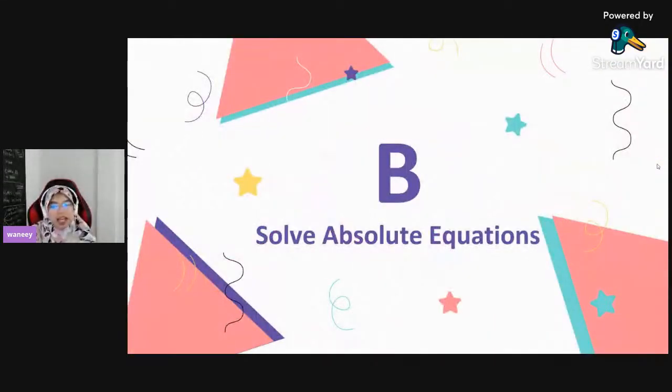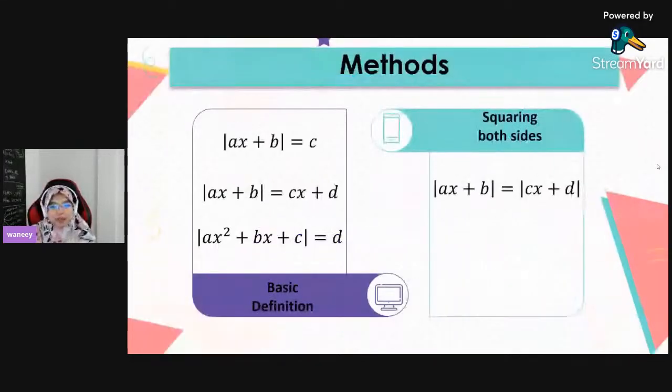So now let us go on to how to solve the absolute value equation. Basically, like I told you before, there are two methods to solve the absolute value equation. The first method is called the basic definition. I'll teach you later what we mean by basic definition. And then I'll show you how to use squaring both sides as well. So we basically have two methods to solve absolute value equations: either you use the basic definition or you use squaring both sides.